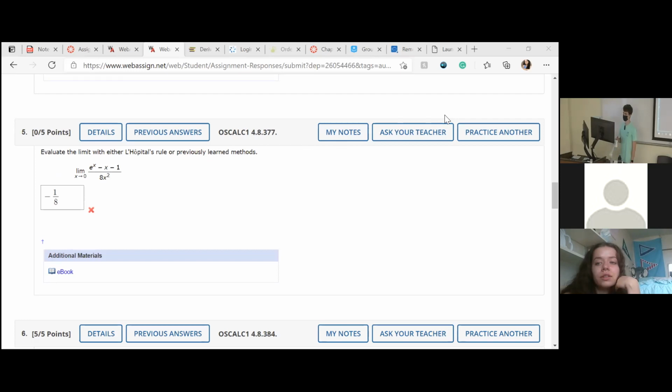Oh wait, okay, so then I just need to take the derivative of the top and bottom. Yeah. Okay. So then it would be e to the... the derivative of e is 1 over x, right? Oh yeah. So the derivative of e to the x is just e to the x itself. Oh wait, okay, yeah, that's the natural log. Yeah, the derivative of ln x is 1 over x. Okay, cool.